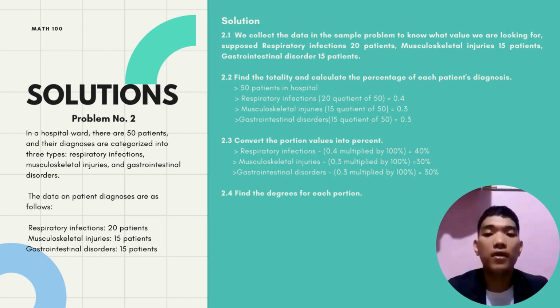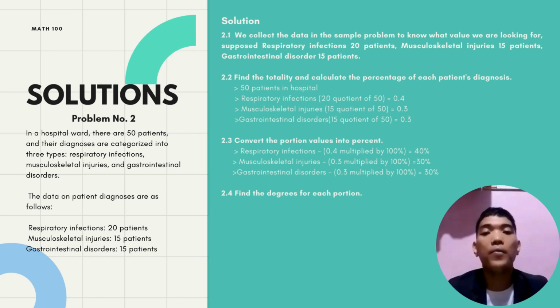50 patients in the hospital. Respiratory infection, 20 quotient of 50, 0.4. Musculoskeletal injuries, 15 quotient of 50, equals 0.3. Gastrointestinal disorders, 15 quotient of 50, 0.3.